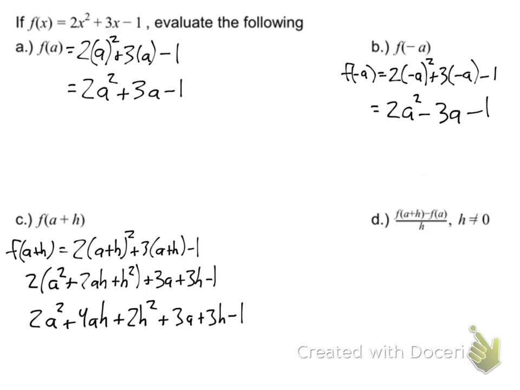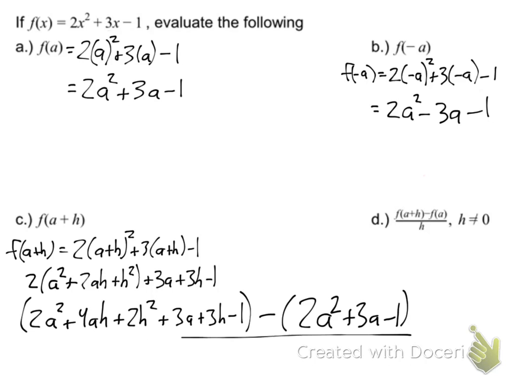But that's it. And then notice that part D, you need to take what you found here, subtract f of a, and then divide it by h. So, to save time, I'm going to say it's that whole entire function on the bottom minus the whole entire function of f of a, which was what? 2a squared plus 3a minus 1. And I'm going to put all of that over h. If h never equals 0.